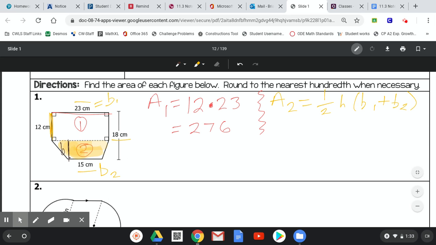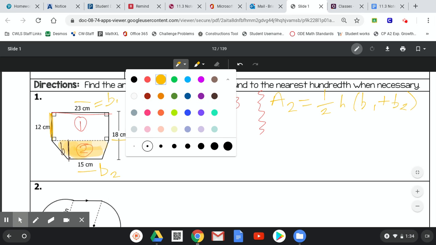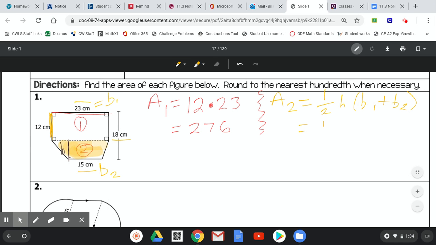So then all we have to do is just plug everything in our formula here. So it equals 1/2 times 6, which is our height, and then our bases, 23 plus 15. When you plug that in your calculator, you're going to get 114.